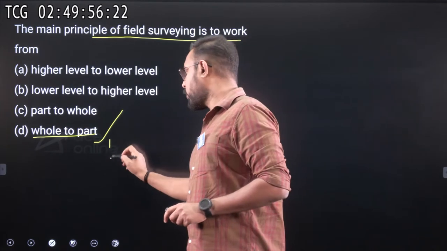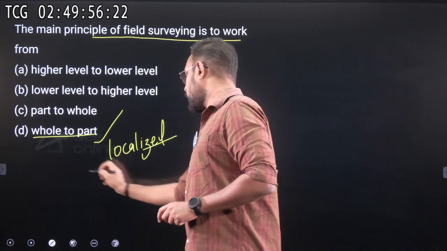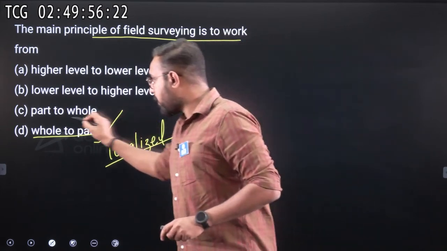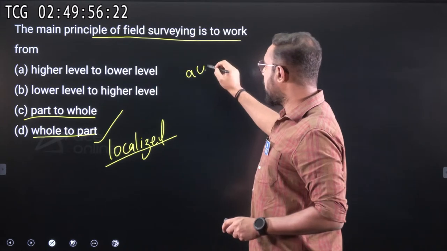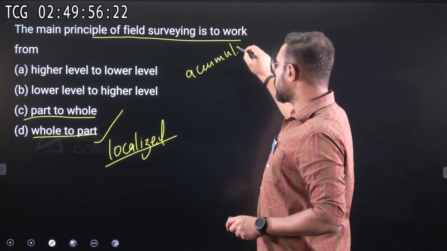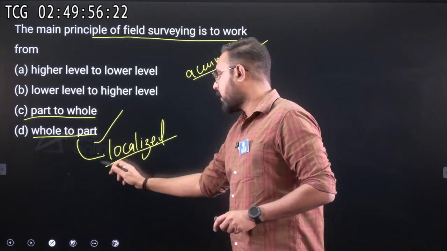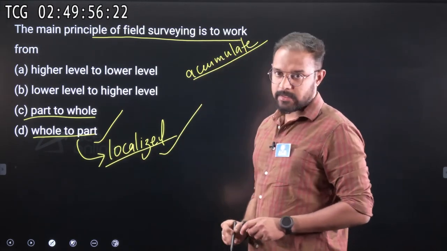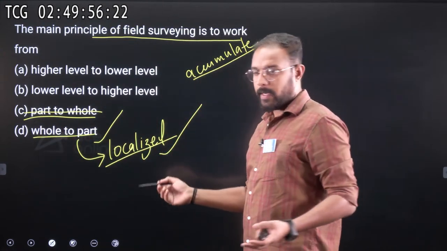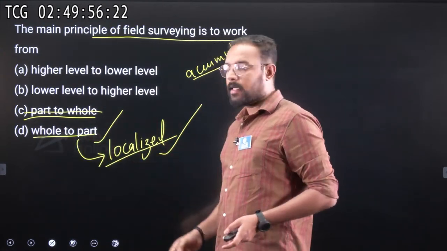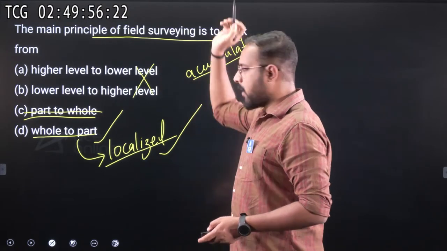Because if we work from whole to part, our errors get localized. If you work from part to whole, what will happen? The error will accumulate. So this terminology, please remember: working from whole to part will allow the errors to be localized. But if you work from part to whole, the errors will start to get accumulated. Therefore, it is not the correct answer. D is the correct answer. Higher level to lower level to higher level are all blunders.